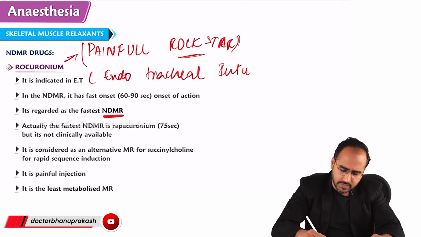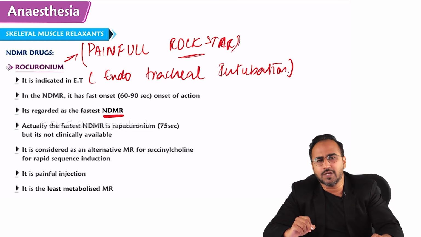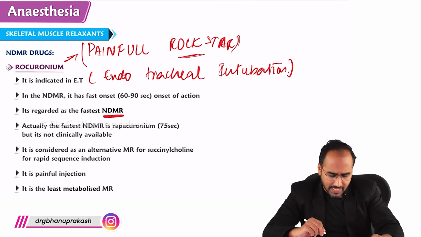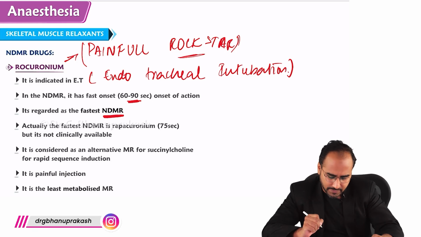Endotracheal intubation. Rocuronium is indicated for endotracheal intubation. It has a fast onset of how many seconds? 60 to 90 seconds. It is the fastest acting non-depolarizing muscle relaxant, right?